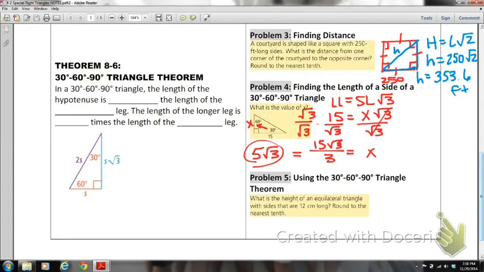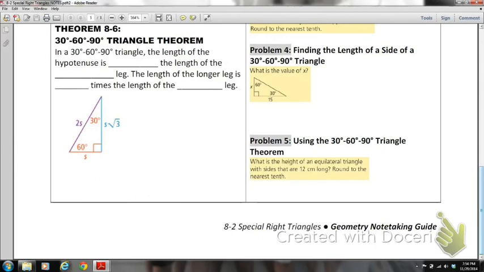In the last problem, we have the height. What is the height of an equilateral triangle with sides that are 12 centimeters long? Round it to the nearest tenth. Let me scroll up on this one to give you a little more room to draw the diagram. So let's draw the diagram. We have an equilateral triangle, and the sides are 12 centimeters long.